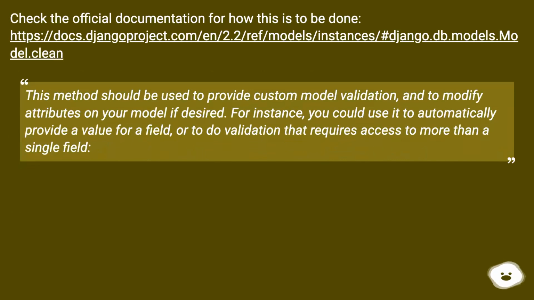Check the official documentation for how this is to be done, this URL. This method should be used to provide custom model validation, and to modify attributes on your model if desired. For instance, you could use it to automatically provide a value for a field, or to do validation that requires access to more than a single field.